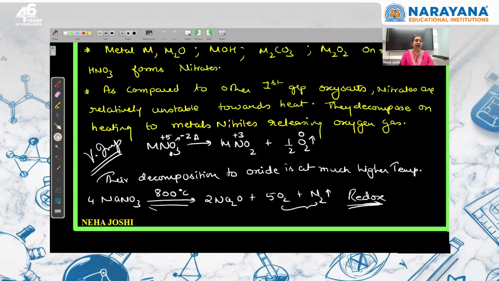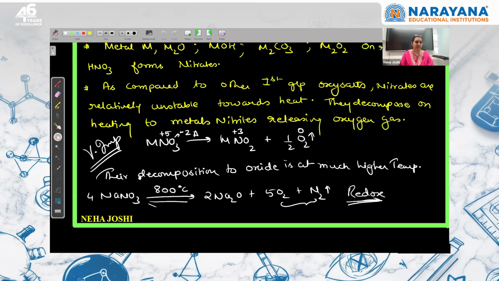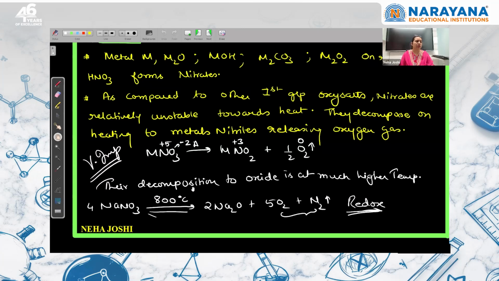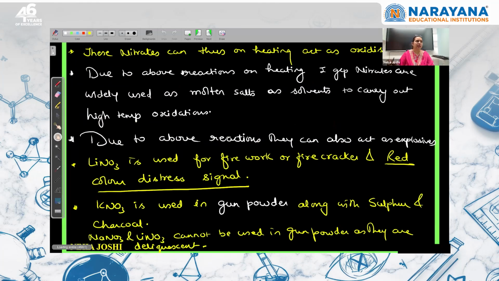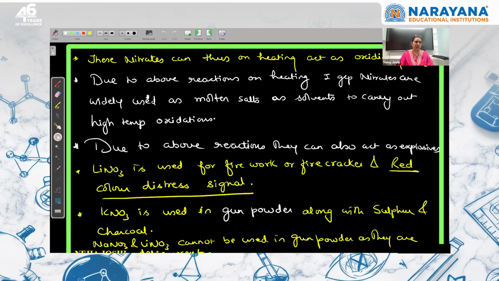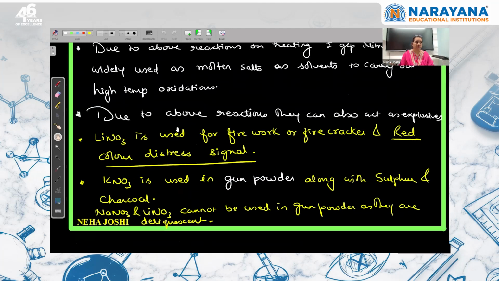But definitely at much higher temperature, not that easy. Their decomposition to oxide is at much, much higher temperature, 800 degrees centigrade, which is not so effective. It always ends up as nitrite and oxygen in the questions. As I have already said, these can act as oxidizing reagent because it liberates oxygen. Due to above reaction on heating, first group nitrates are widely used as molten salts as solvents to carry out high temperature oxidation.